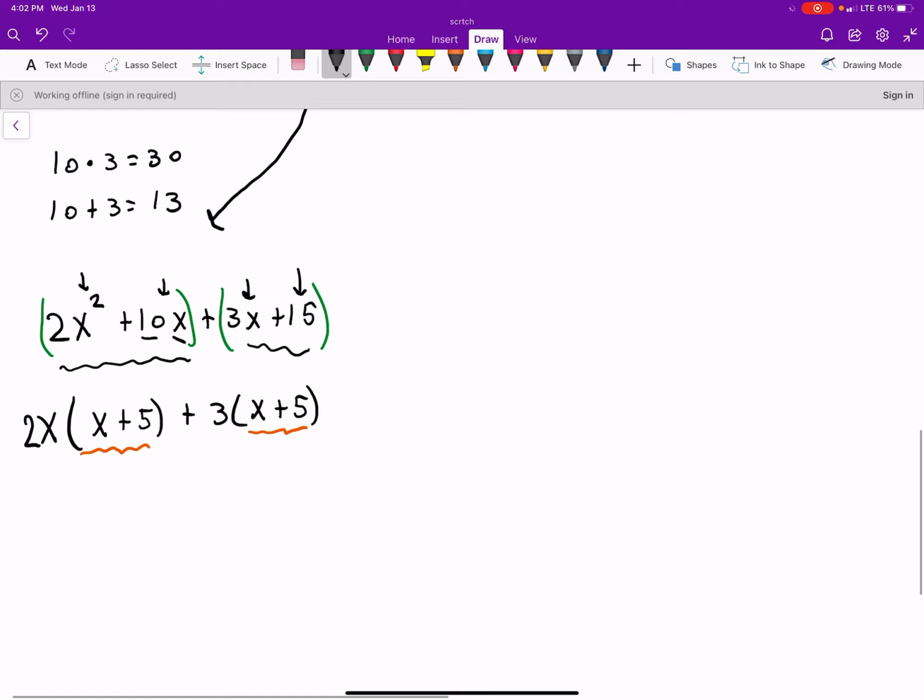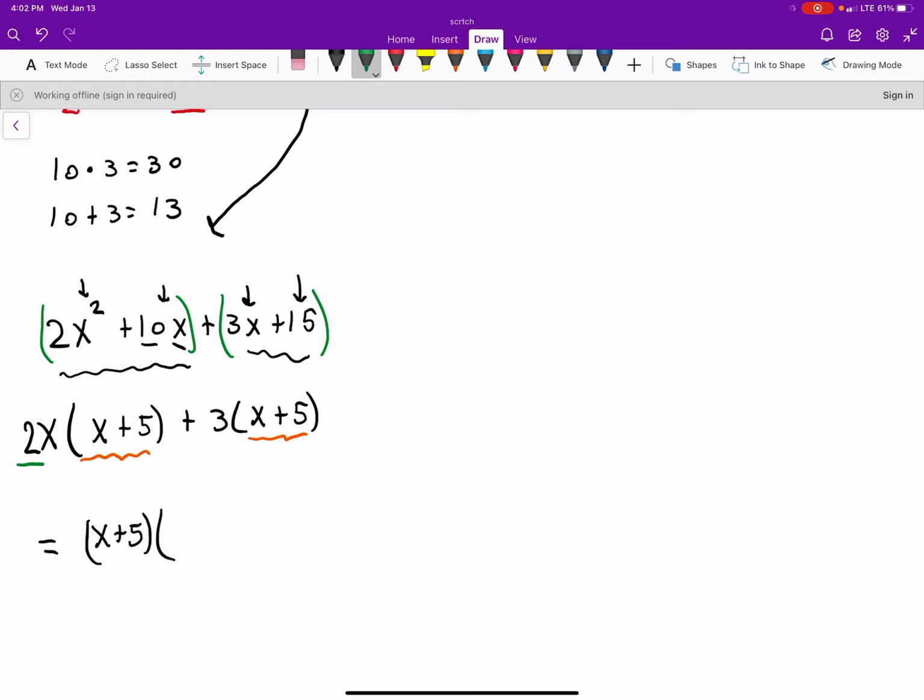And all we do to finish the factoring process is we write that number that shows up twice, so x plus 5, and then we multiply it by these two numbers here. So what is this, 2x plus 3? And then this is our factored form.